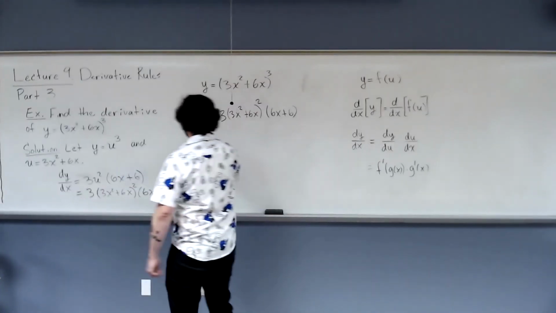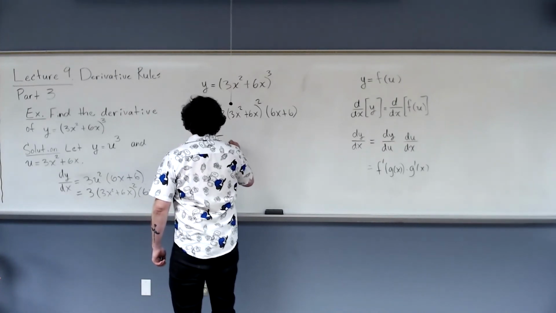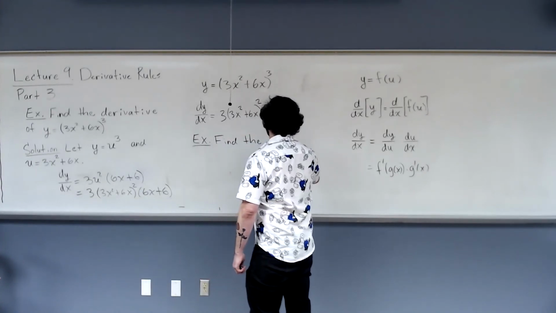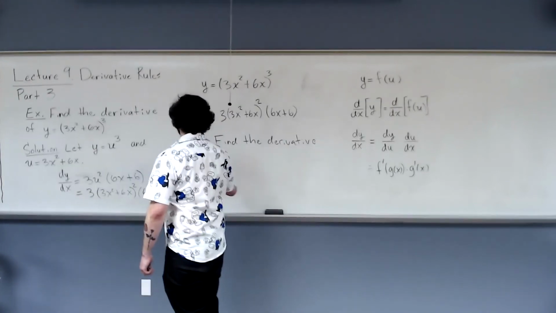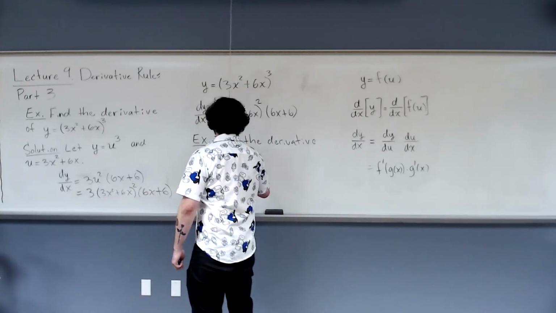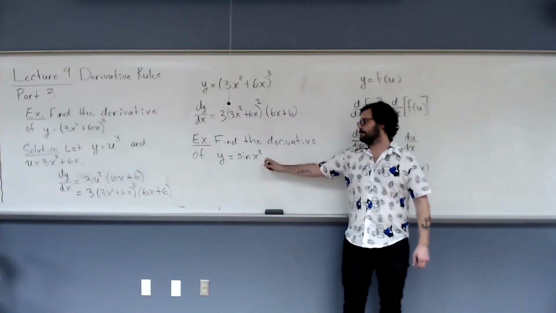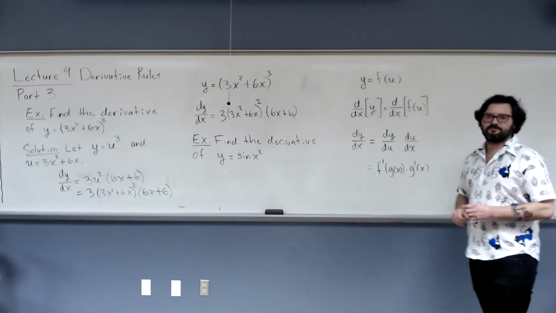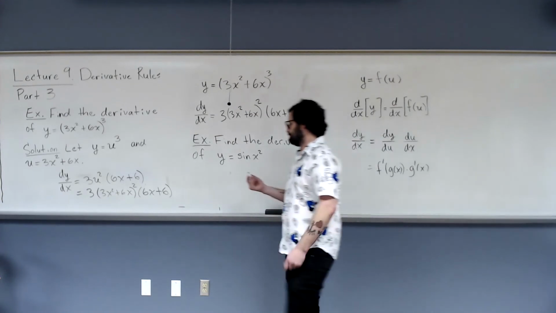So let's think about this. Let's do another example. Find the derivative of y equals sine of x squared. Again, we can think of this as a composite function, right? Sine composed with x squared.